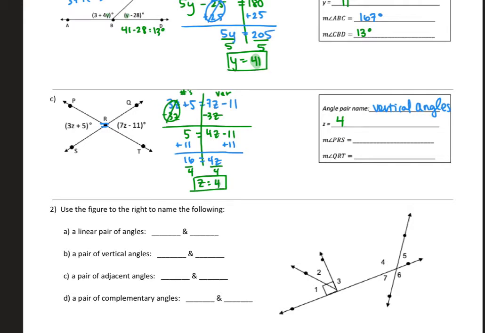Now we need to solve for each angle, so we're going to take 4 and plug it in for z on both sides. Remember, when you plug it in, we should get the same angle measurement. That's how we know we solved for z correctly.